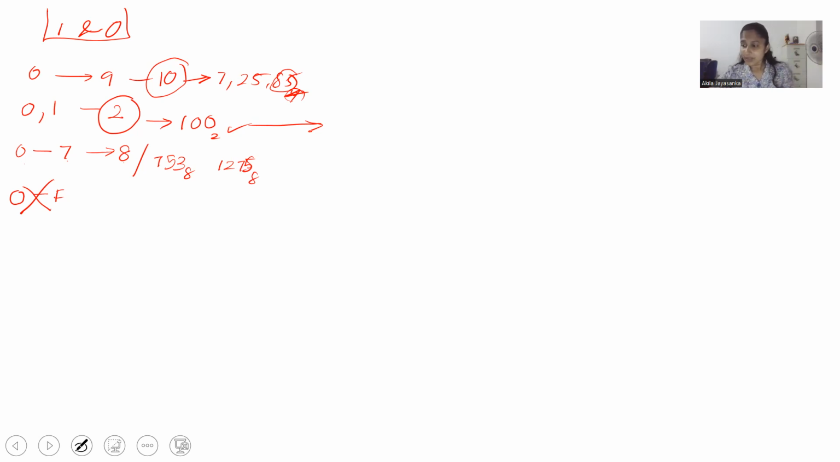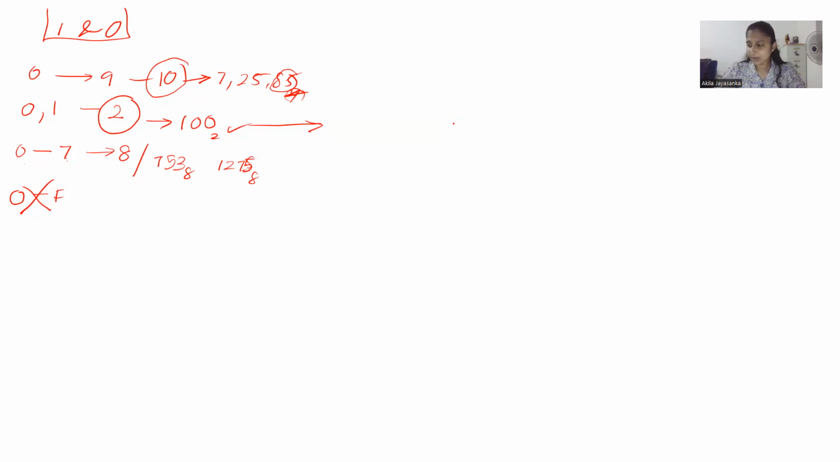Okay. I think now it's clear for you. Okay, let's go to the representation of decimal numbers using an abacus. Let's see how to represent a decimal number using an abacus.